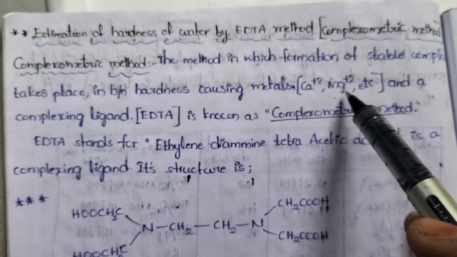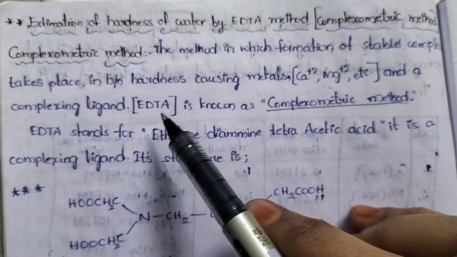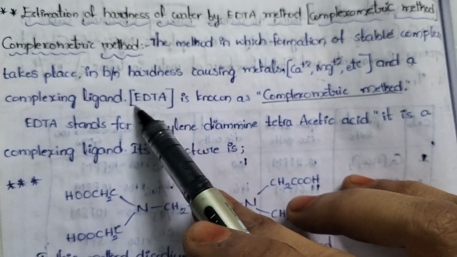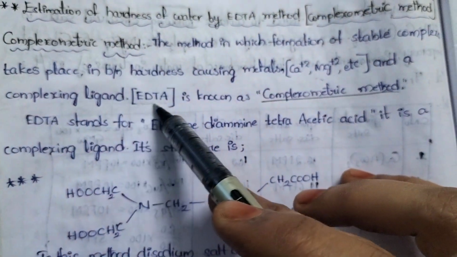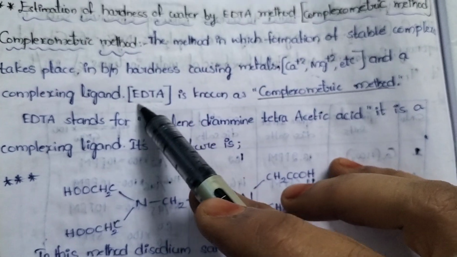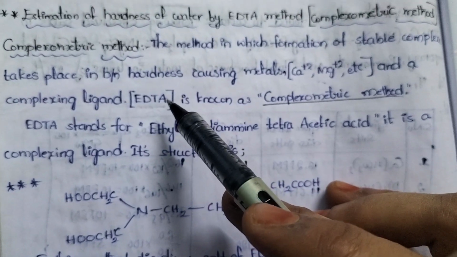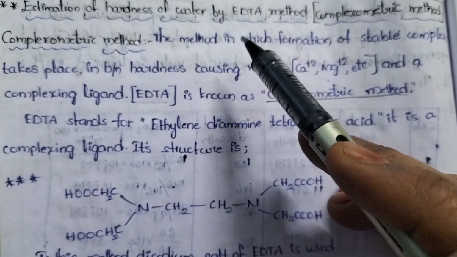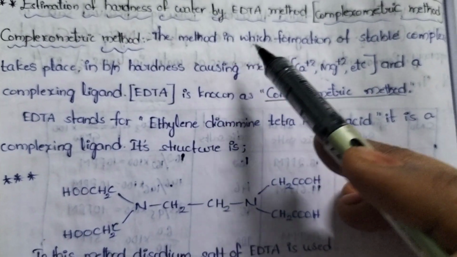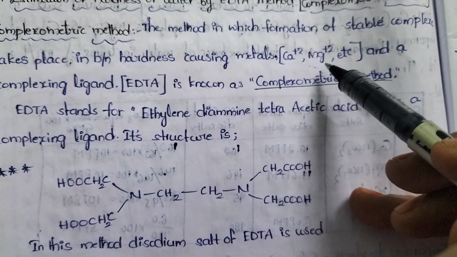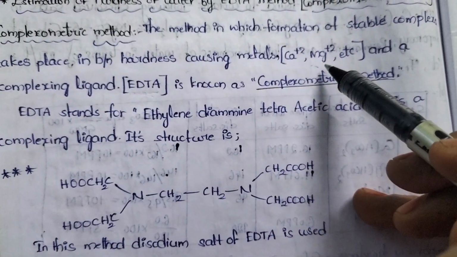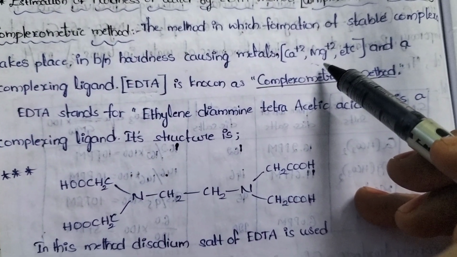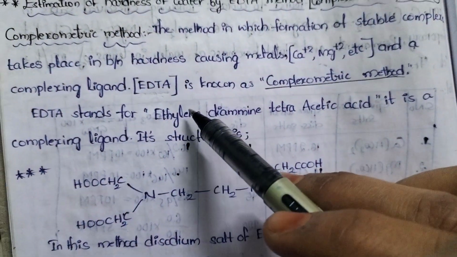Whenever we add EDTA, that is nothing but the complexing ligand, to hard water, it will capture the hardness causing metal ions and form one stable complex with these metal ions. That is why it is called the complexometric method.